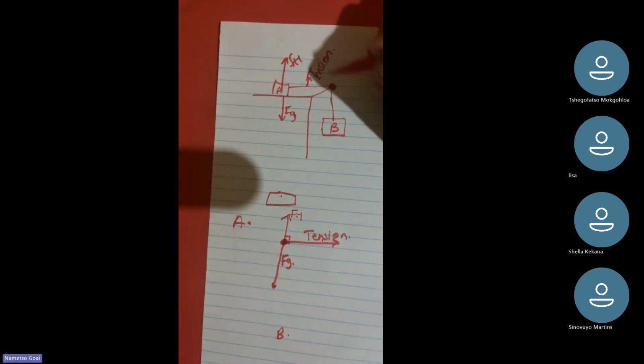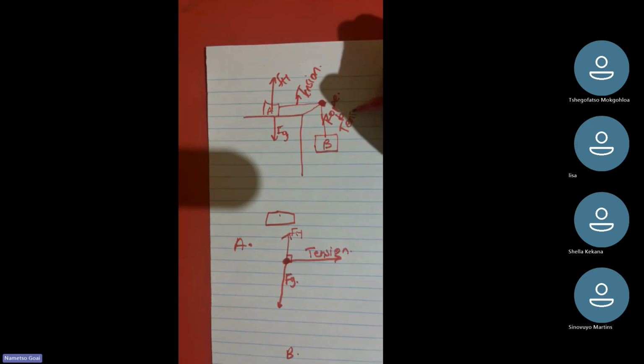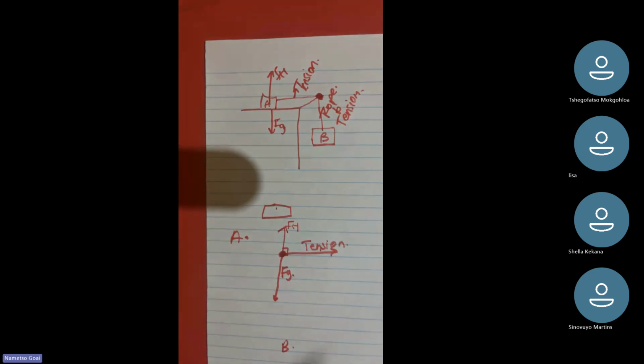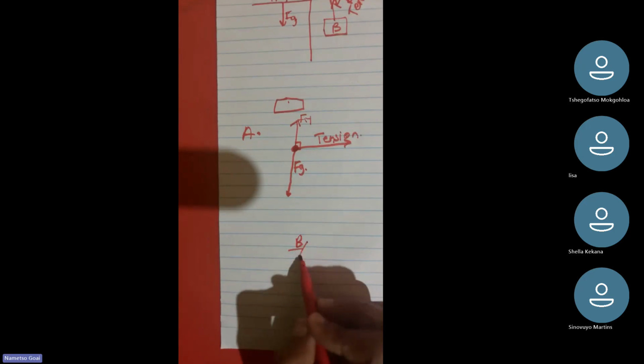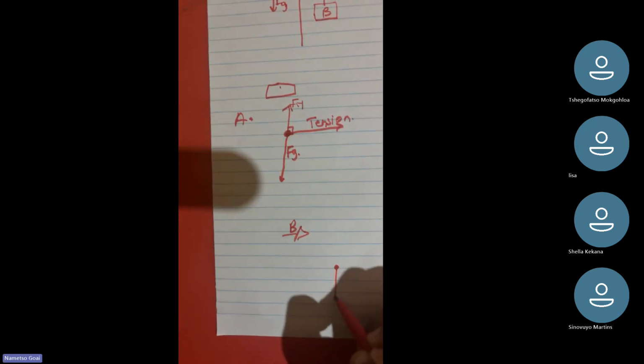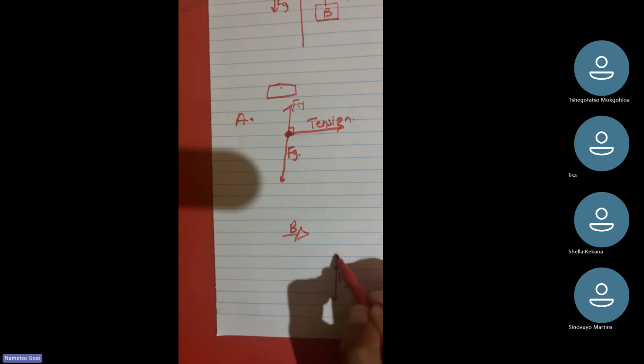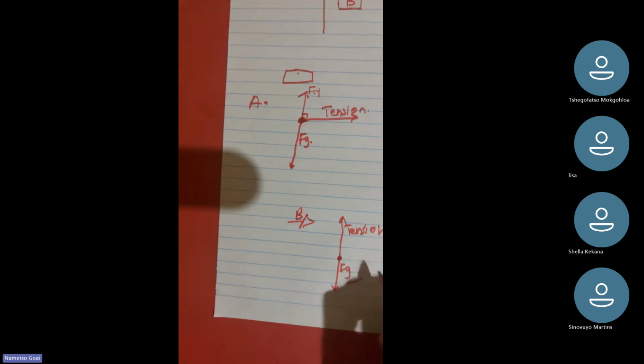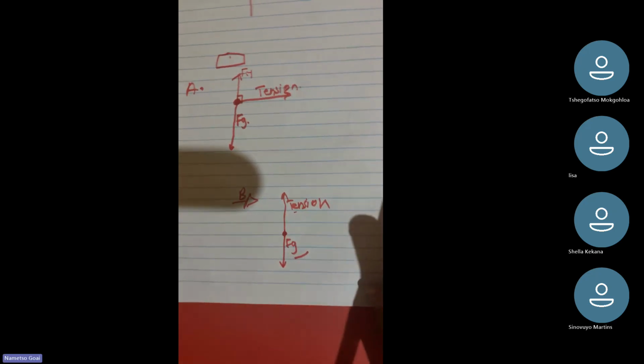Now let's look at B. B is just suspended and it's being pulled up by this rope over here, right? This rope is exerting tension on it. So for B, if you draw the free body diagram, it will just have Fg and tension. Because every object that has mass has Fg, and the tension comes from the rope. Do you guys understand that?